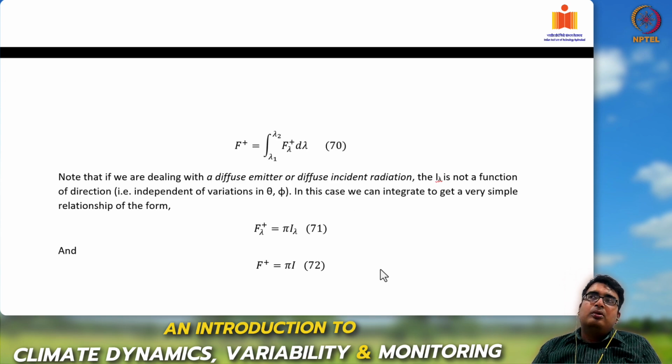We also noted that for the special case of diffuse radiation, where the radiation intensity is not dependent on the direction from which the radiation is incident or towards which the radiation is being emitted, in that case the flux density F and the intensity I are related by just the factor pi, whether it's the spectral case or the total case.